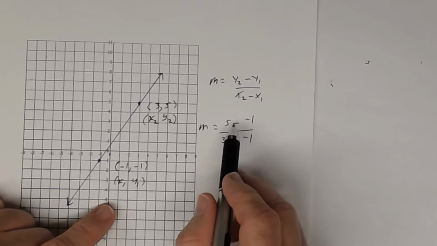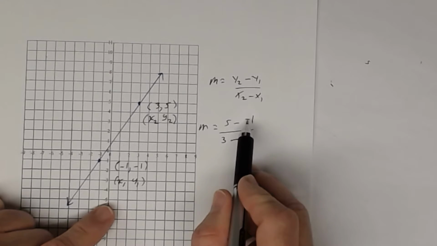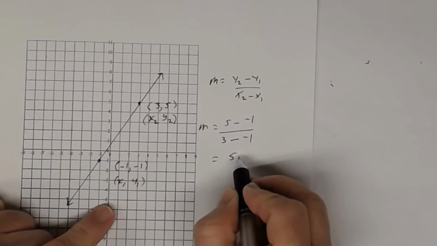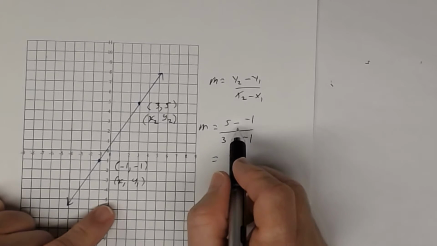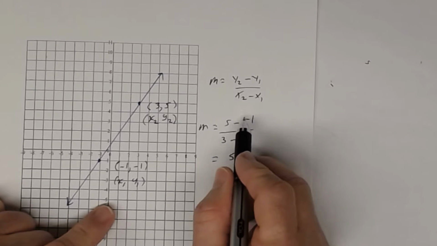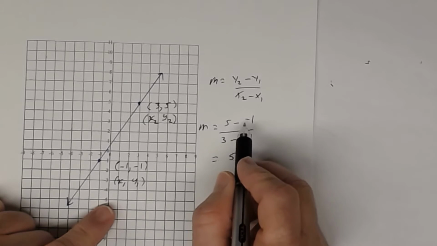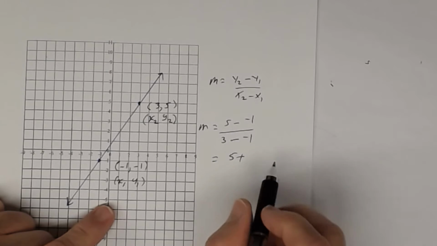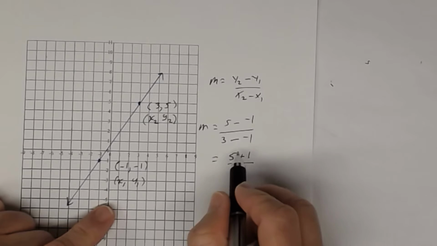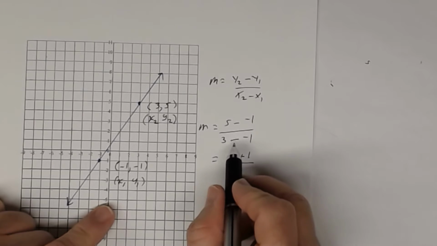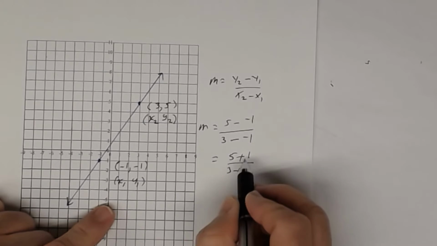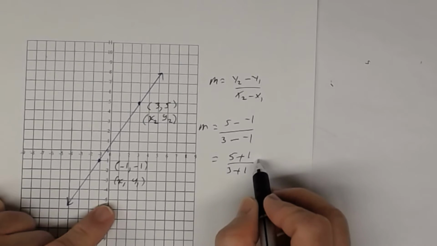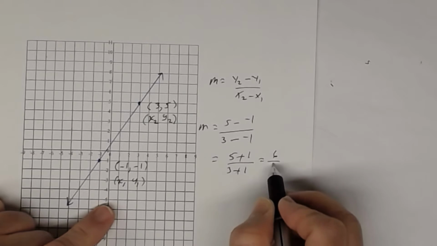All right, now we've got to simplify this. So you have to remember, 5 subtract a negative 1. You can always write subtraction as an addition problem. So that becomes 5 plus the opposite. You change subtraction to addition by taking the opposite of the number following the subtraction symbol. So 5 subtract a negative 1 means 5 plus the opposite of a negative 1, which is positive 1. And the same thing here. 3 subtract a negative 1 means 3 plus the opposite of a negative 1, which is a positive 1. And so you get 5 plus 1 is 6, and then 3 plus 1 is 4.